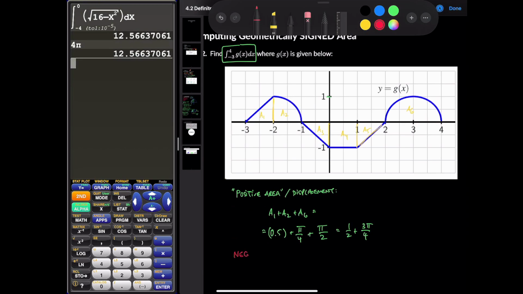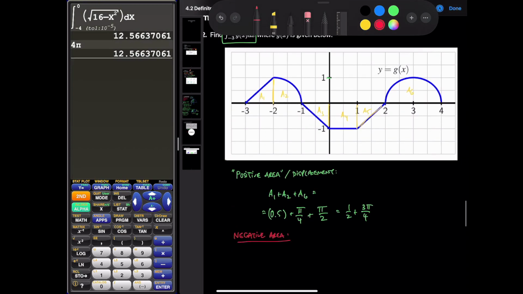And then for the negative area, the negative displacement, we're looking at A3 plus A4 plus A5. That's all the movement in the negative direction. And so we already kind of did the work on how big a triangle this size really is. I know I've got 1/2 plus 1/2 for A3 and A5. Those both have the same area. And then A4 is just a box of width and height 1. So that's really an area of 1. So this is all 2 together.